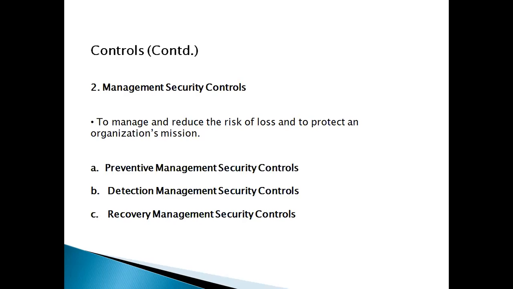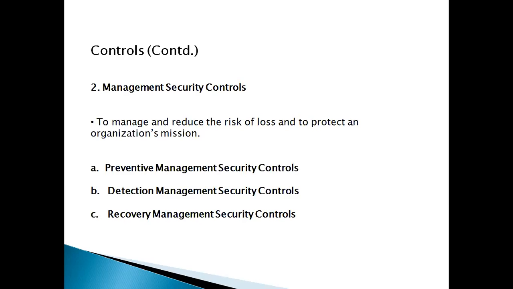Next comes to management security controls. Management security controls, in conjunction with technical and operational controls, are implemented to manage and reduce the risk of loss and to protect an organization's mission. Management security controls are further divided into preventive, detection, and recovery controls. First one is preventive management security controls. These controls assign security responsibility, develop and maintain system security plans, implement personnel security controls, including separation of duties, least privilege, and user computer access registration and termination, and conduct security awareness and technical training.